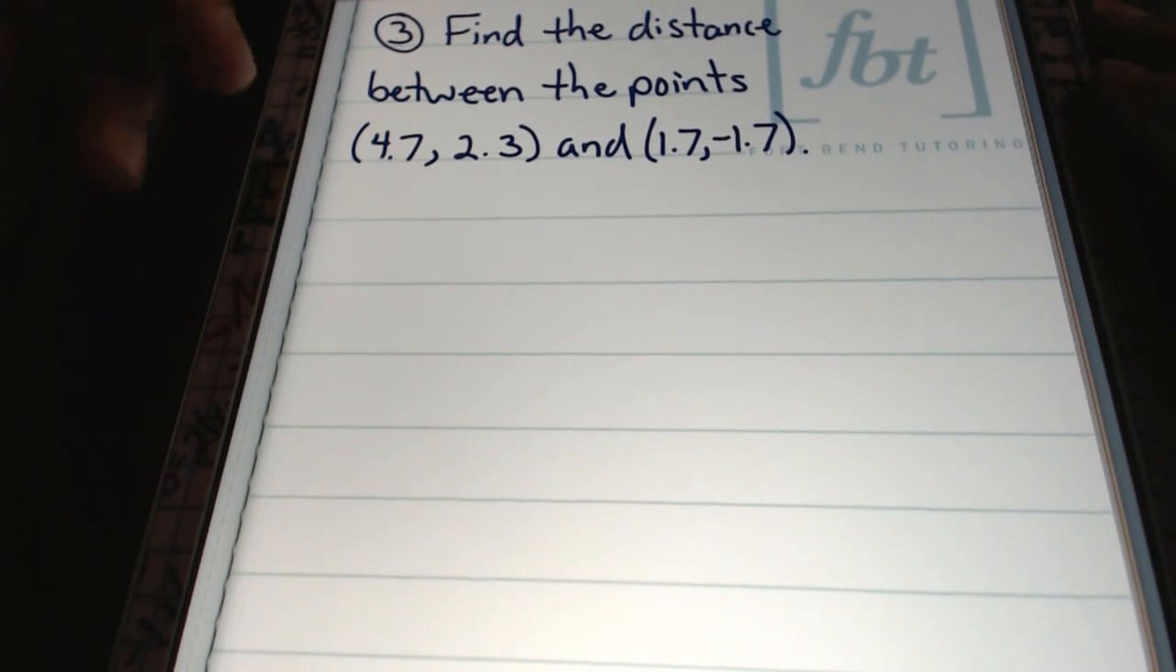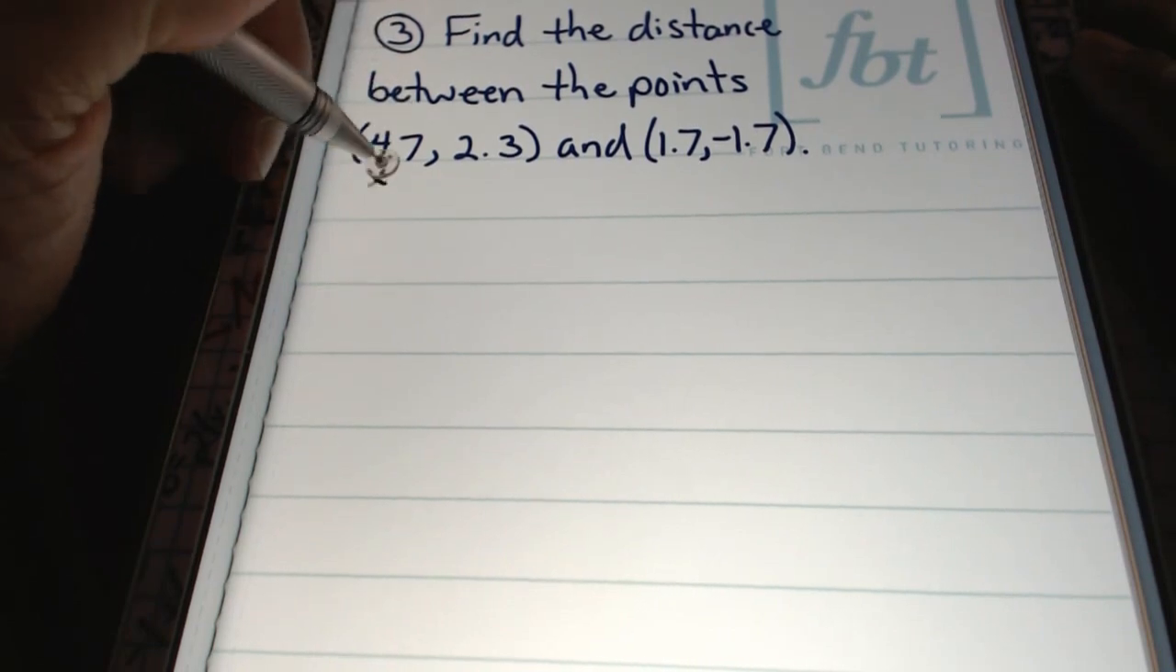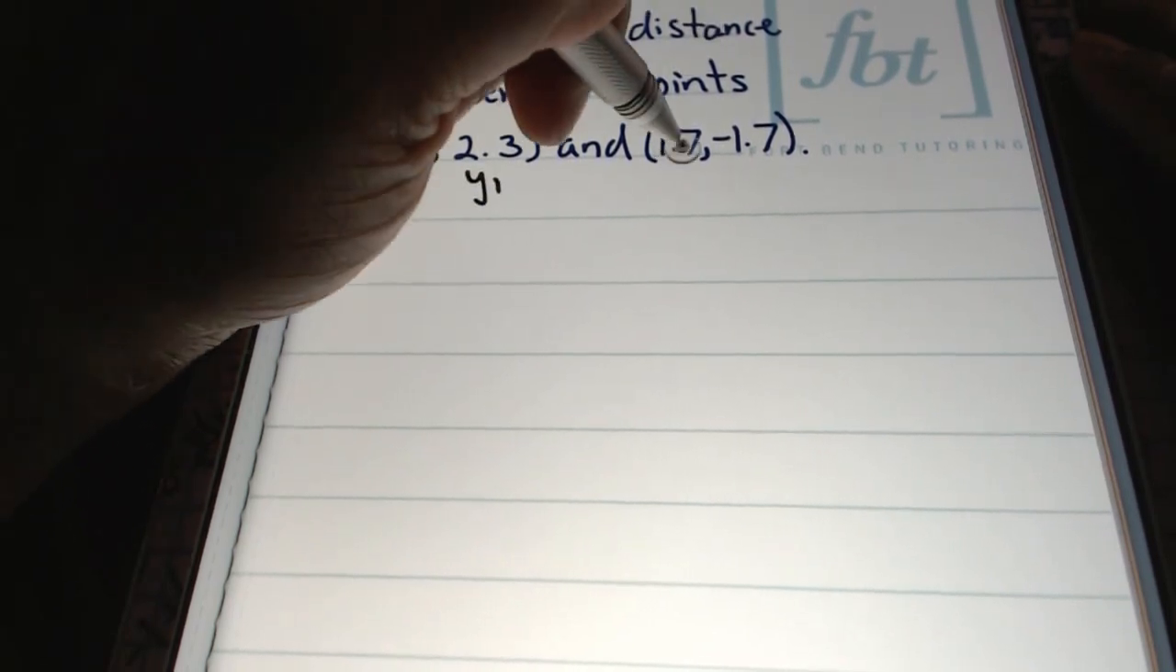We're looking at problem number 3 now. We're keeping it moving. Oh, yes, we are. They want us to find the distance between the points 4 and 7/10, 2 and 3/10, and the point 1 and 7/10, -1 and 7/10. What are you going to do with the decimals, ladies and gentlemen? I know I'm going to start by labeling this as x1, y1, labeling the second point as x2, y2.